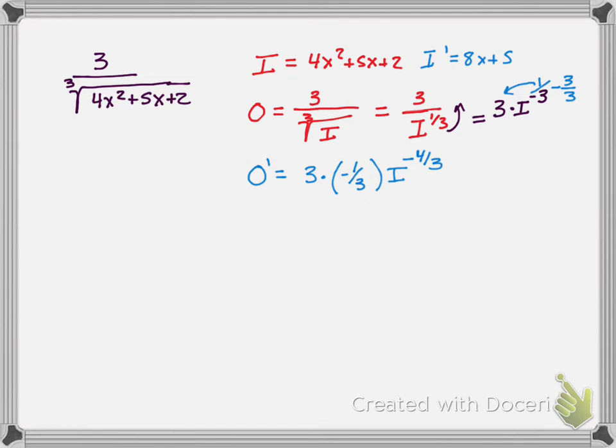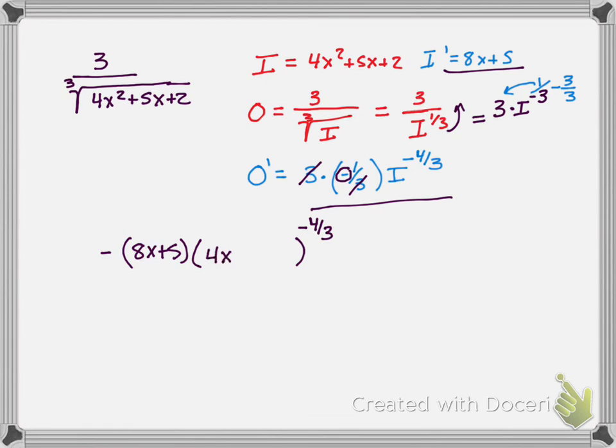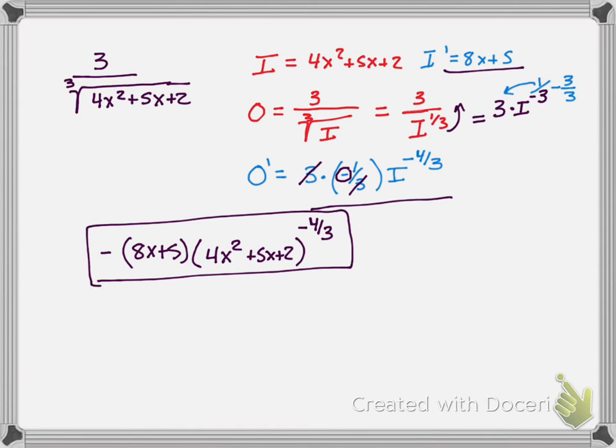Okay, and then I'll multiply these two, the I prime and the O prime. So we'll have 8x plus 5. This 3 and that 3 will cancel out, so I'm just going to have a negative in front from that negative right there. And I'll have whatever the inner function was to the -4/3. Well, this will be I is 4x squared plus 5x plus 2. This is an acceptable answer in Delta Math, and it's acceptable because it's correct.